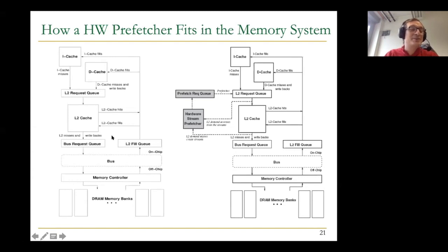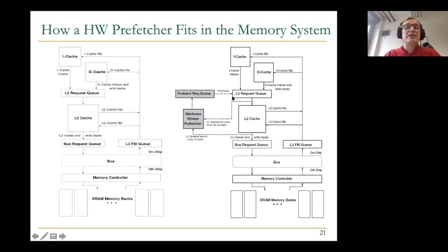At the time we wrote this work, it was off chip, most of them. But okay, never mind. Most of the processor-centric systems are similar. But this is one example of how a hardware prefetcher fits into the memory system.